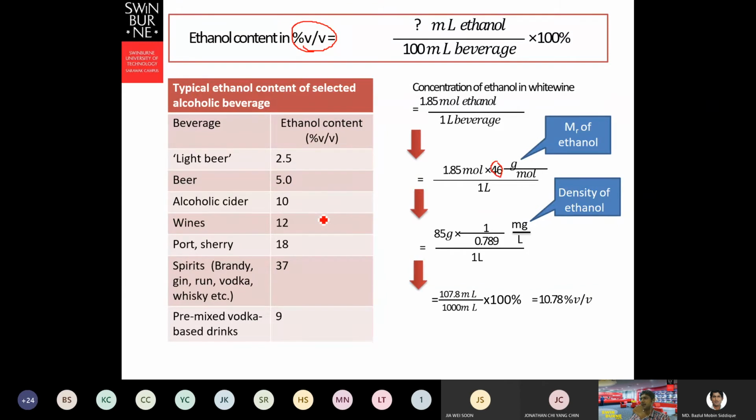From there we find 85 gram of ethanol, and the density of the ethanol is 0.789 gram per milliliter. So we just divided by this. From there we find 107.8 gram of it is actually in 1000 milliliter, or in 100 milliliter, how many percentage? So we find that it is 10.78 volume by volume percentage.